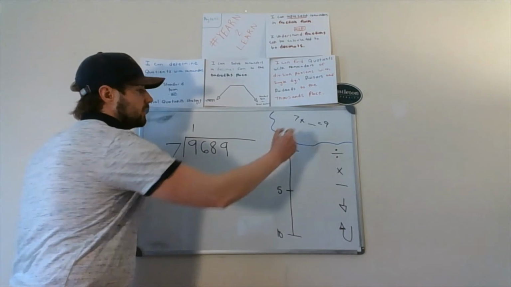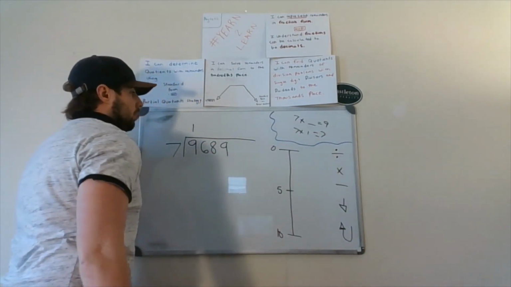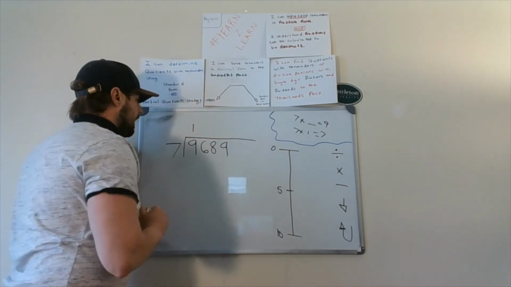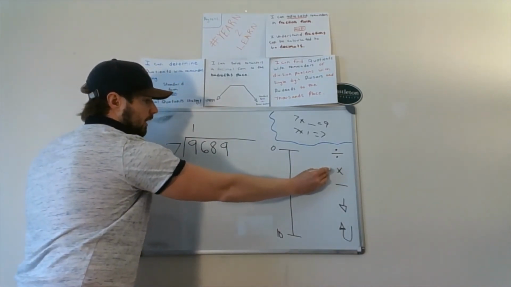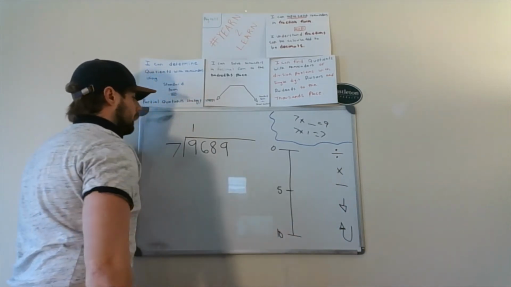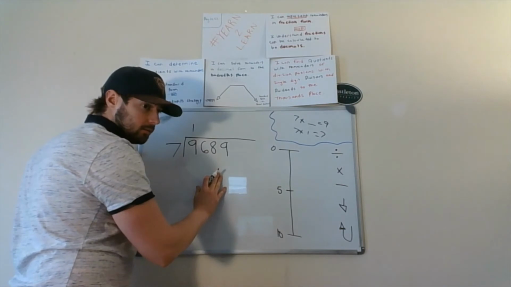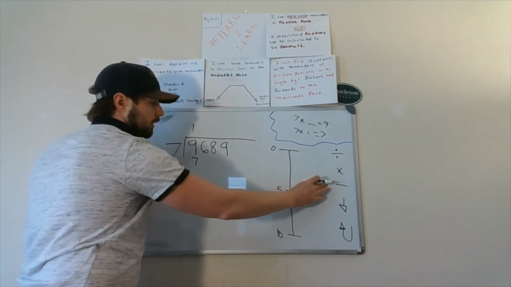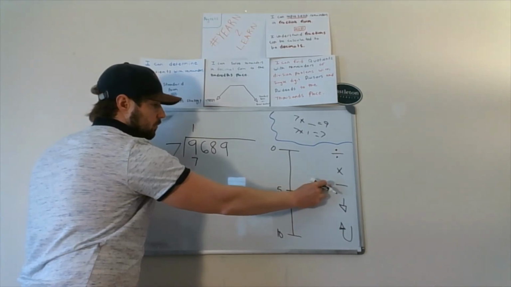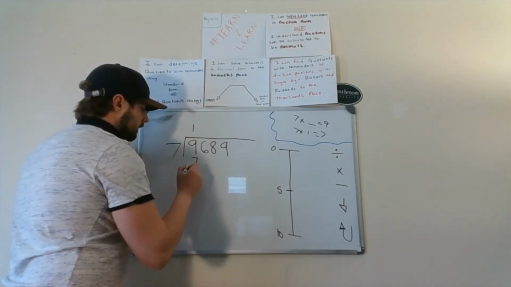Well, yes, it can go in once. I know 7 times 1 will give me 7. That's awful close to 9. That's only 2 away from 9. I divided. I need to multiply. 7 times 1 is going to give us what, guys? 7. Next step, I need to subtract. I need to subtract 7 from 9.